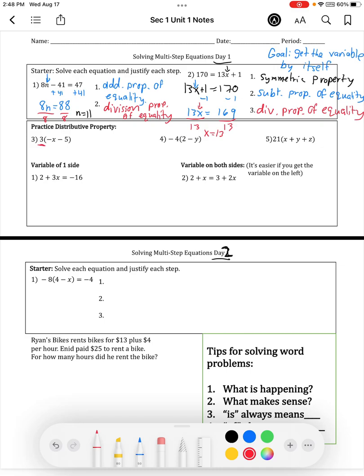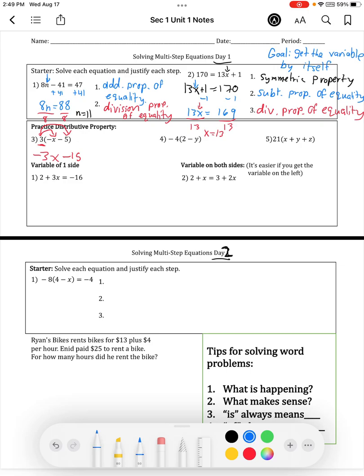So in this case, we have a 3 on the outside and negative x minus 5 on the inside. So we have to multiply the 3 to the negative x. You must also multiply it to the negative 5. That will be negative x times 3. That would be negative 3x. 3 times negative 5, that will be negative 15. So our answer is going to be negative 3x minus 15.